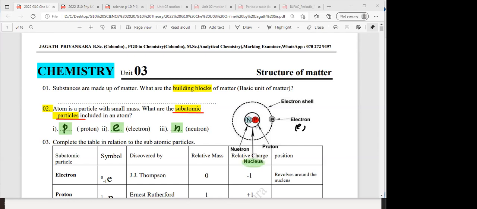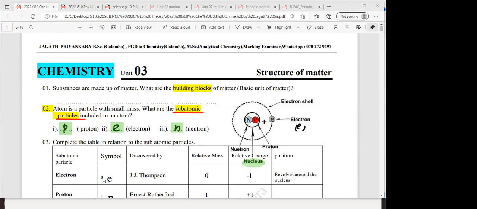The nucleus consists of two subatomic particles, P and N. Normally when you write this in your writing book, capital P is for phosphorus and capital N is for nitrogen. So usually we don't write capital letters for proton, electron and neutron. We write simple letters, because not everything you download from the internet is 100% correct. Here they have written electron in simple letters, but proton and neutron in capital letters, which is not 100% correct.